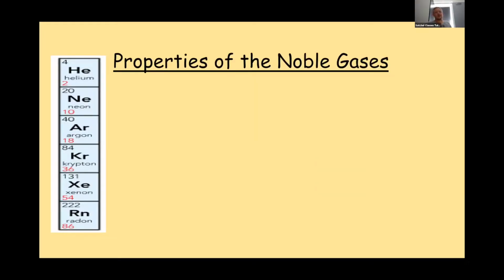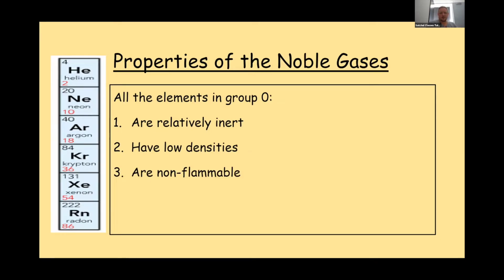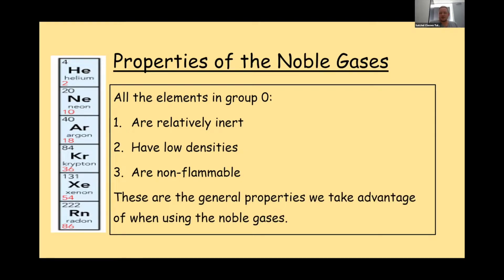Properties of noble gases then. All the elements in group 0 are relatively inert. As a chemical property, they really are very difficult to make react. They have low densities, which is a physical property, and they're non-flammable. Because they're unreactive, they won't even react with oxygen, they won't ignite, there's no flame. These are general properties that we can take advantage of then when using the noble gases.